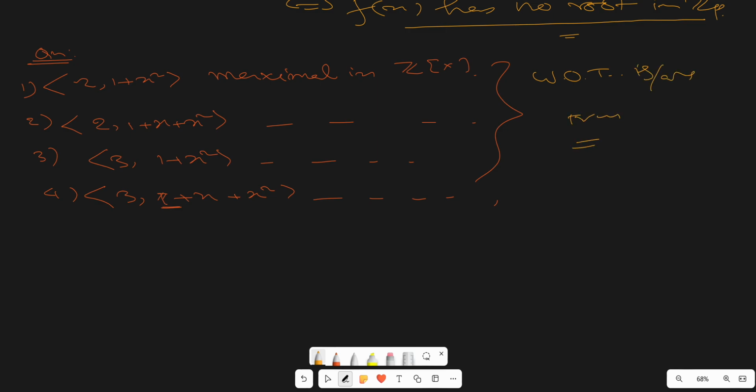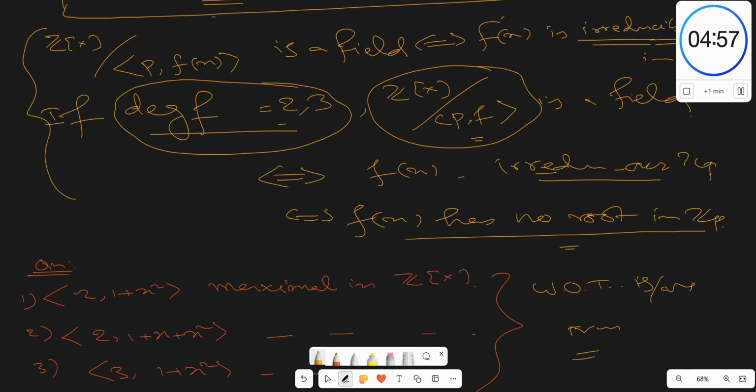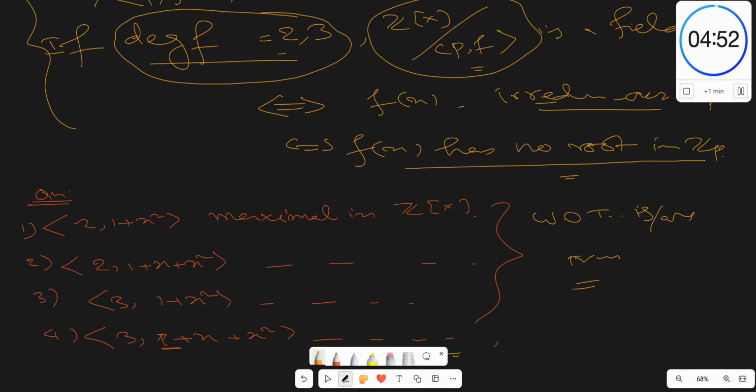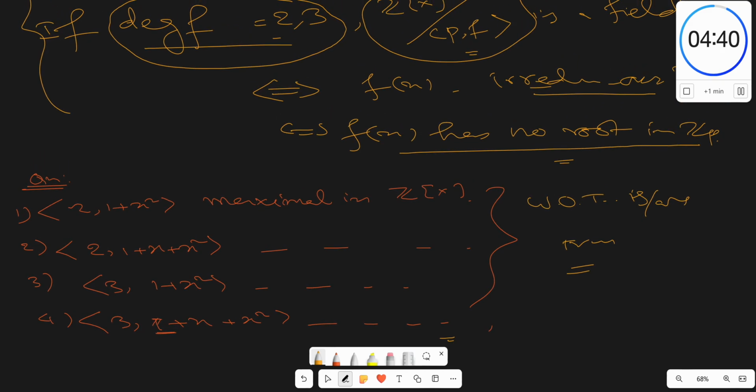You just solve it. I am giving you 5 minutes. Solve it, just use whatever I have used here. Whenever this is a field or maximal ideal, you just solve it. Just a second. Which of these are maximal ideals, you have to check for maximality. Solve it.